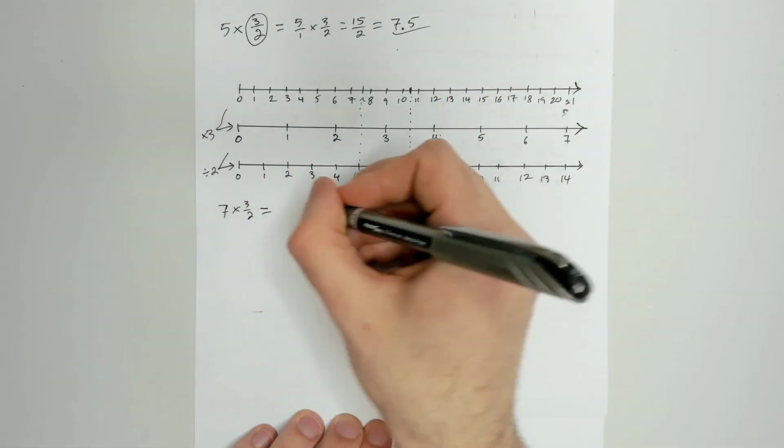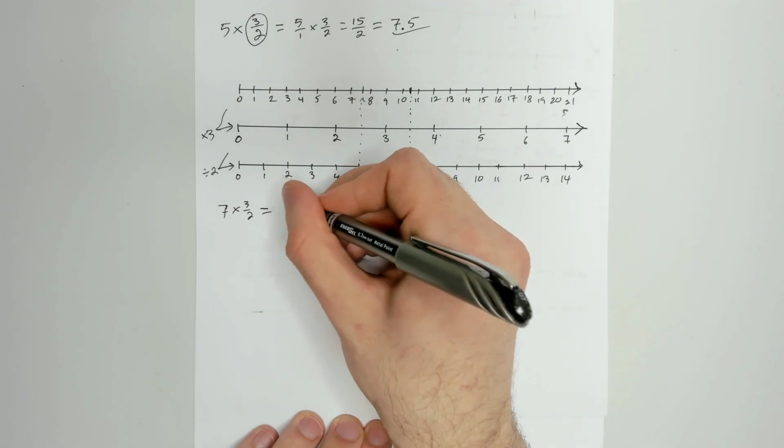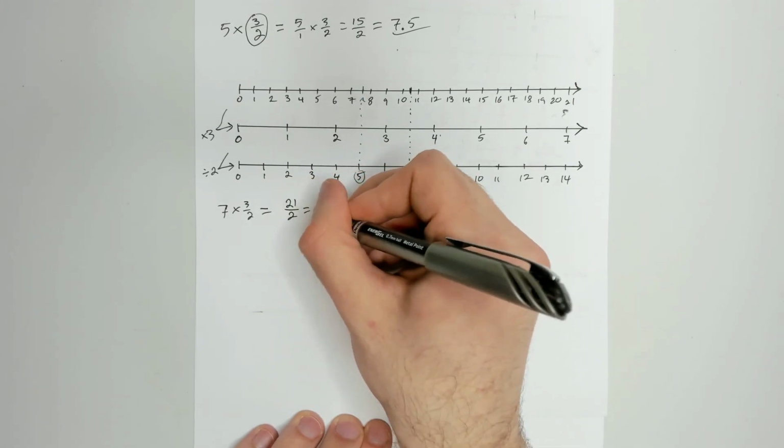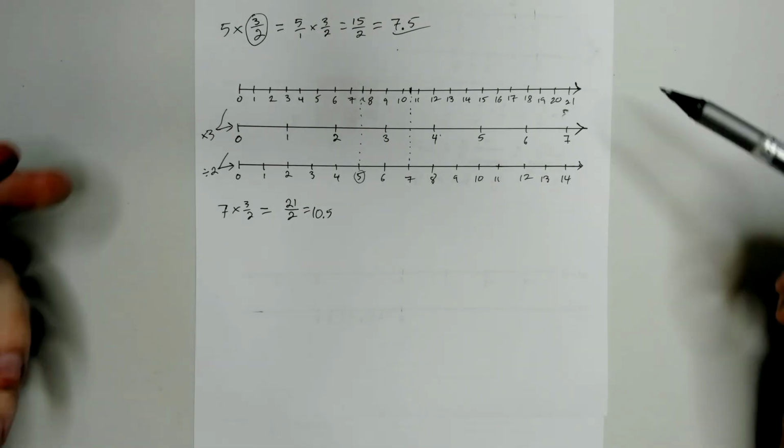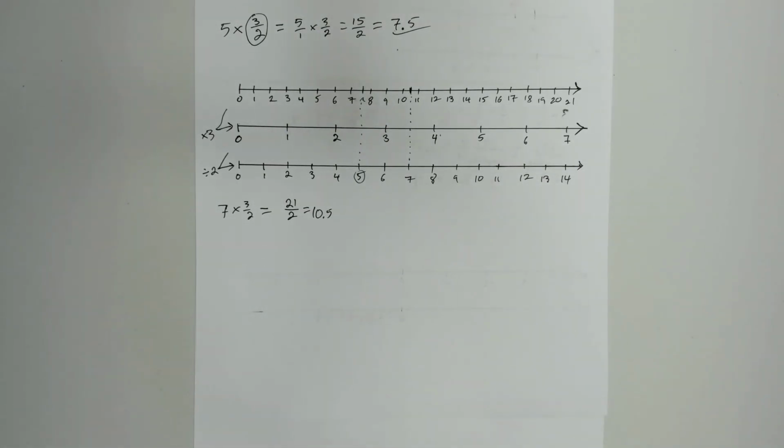Let's see if that tracks or not. 7 times 3/2, so 7 times my numerator is 21 over 2. 21 over 2 is 10.5. Yeah, so we're exactly in between there. So we see that doing both of these actions is the same thing as just multiplying by that fraction.